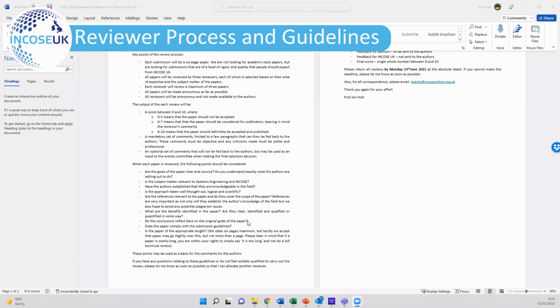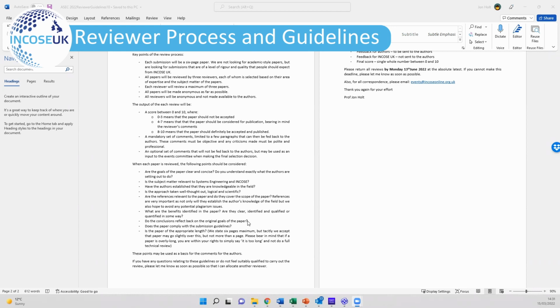The next one, does the paper comply with the submission guidelines? All the papers must use the Word template that we send out to them when they're submitted, and they must come back to me in an editable Word document. Okay, please don't send in PDFs, because we may or may not be able to edit those depending on what we're doing. So do them in Word and use the template that comes in. If you don't use the template, ultimately, it won't be accepted.